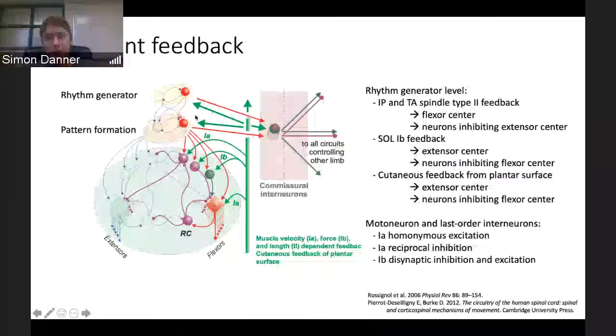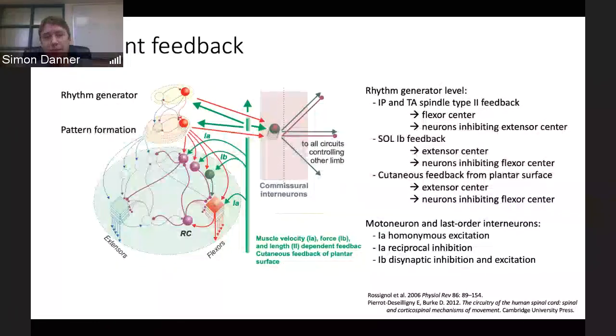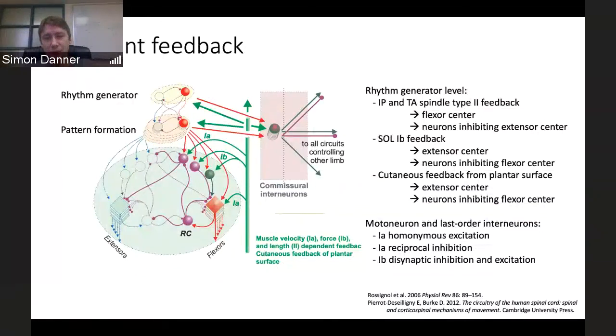So this has the effect that if there's a hyperextension of the hip, the model should transition into a flexion earlier. Then we organized soleus and gastrocnemius 1B feedback and the cutaneous feedback from the plantar surface to excite the extensor center and inhibit the flexor center through the inhibitory interneuron. And this has the effect that if the leg is loaded, the transition to flexion is delayed.